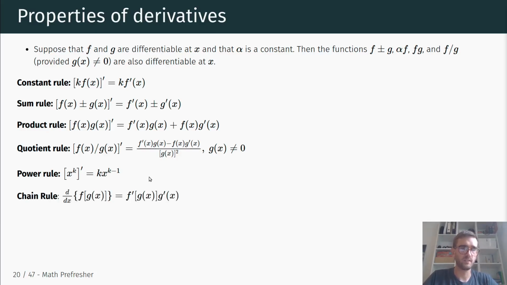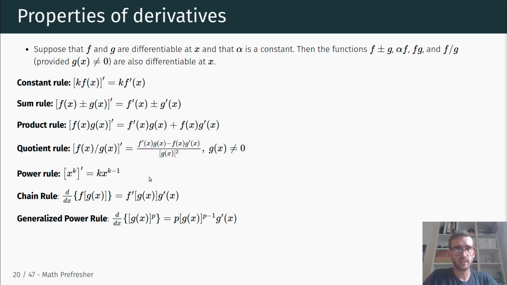Then we have the chain rule. If we have nested functions, so for example, we take the derivative of f of g of x, then we have to take the derivative first of the outside function. So we take f prime of g of x, and we leave g of x as it is, and then multiply this by the derivative of the inner function, so g prime of x.